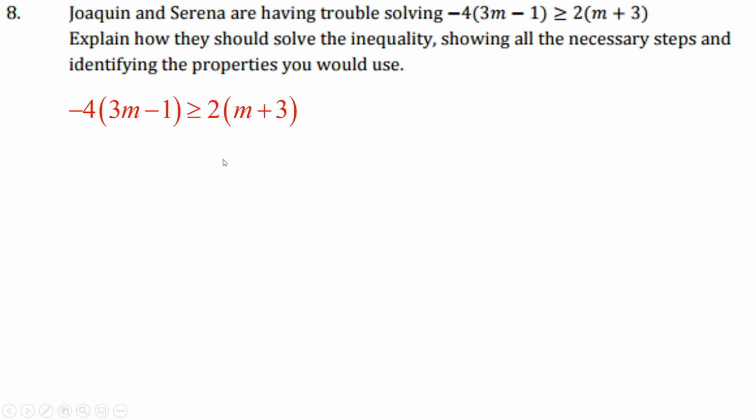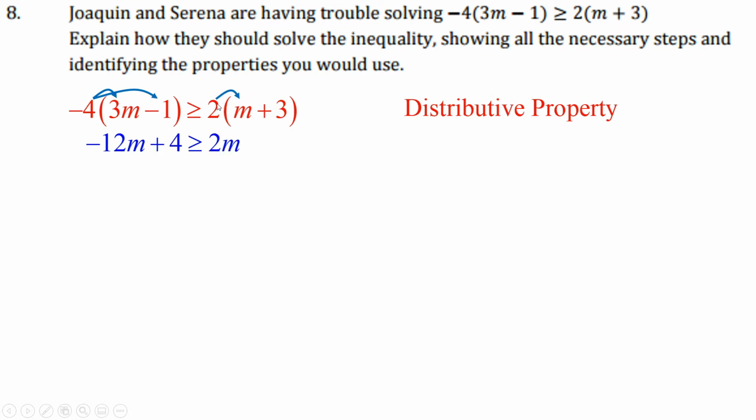Now, usually when we have grouping symbols, we want to get rid of them if we can, and we do that with the distributive property. So let's distribute on both sides of this inequality, and that is nothing more than the distributive property. Let's distribute the -4 to the 3m, and that would be -12m, and also distribute the -4 to the -1, -4 times -1 is plus 4, and then do the same thing on the right. 2 times the m is 2m, and then 2 times the 3 is 6.